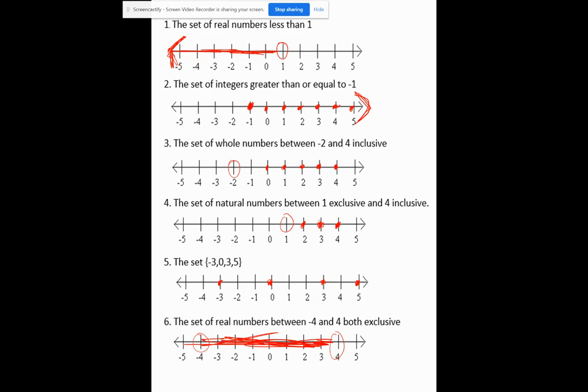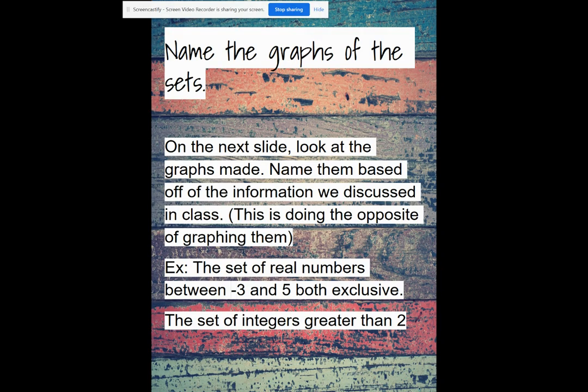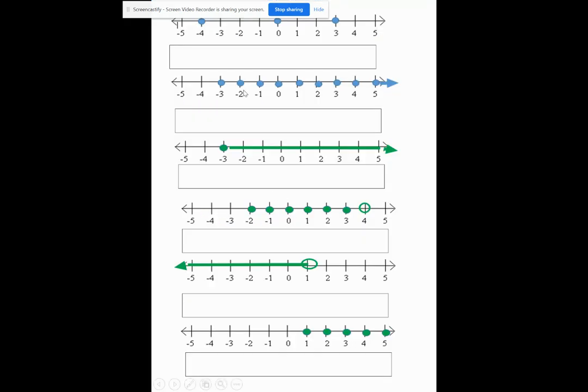All right, good. So now we are going to name our graphs. So if we look at the first one, this is our special case. We would say the set, squiggle line, -4, 0, 3. You're only going to list the ones that are included. You can't say the set of integers between -4 and 3, because these aren't included. So you have to just pick the ones that are included.